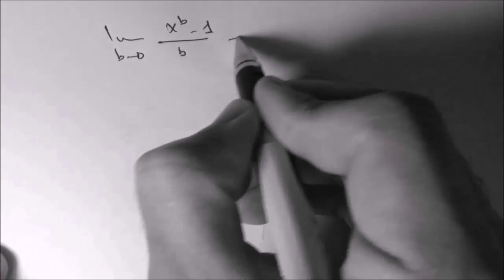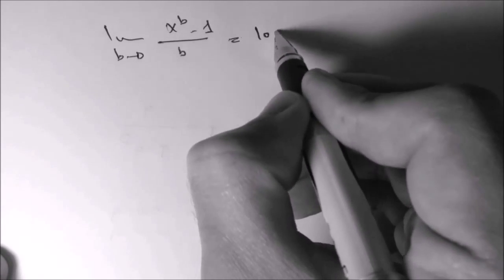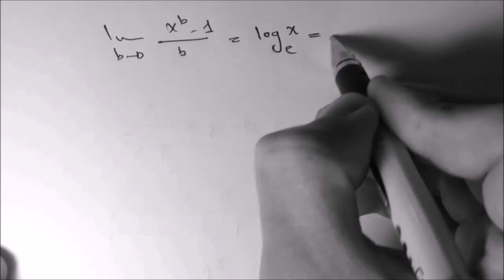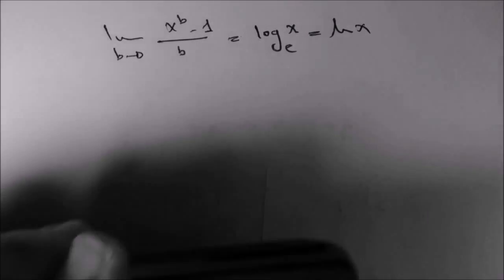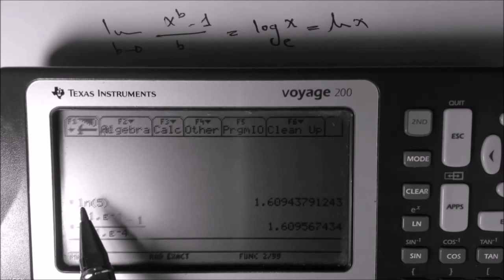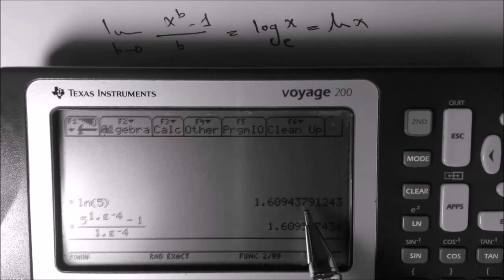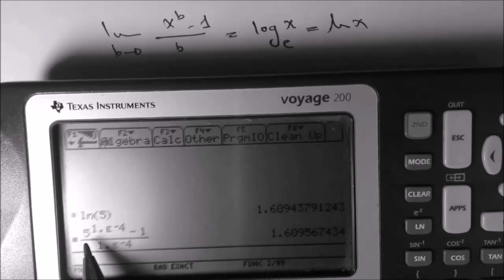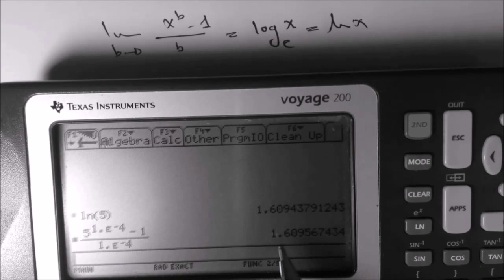Now I'm going to prove to you that this function, limit b approaches 0 of x to the b minus 1 over b, is equivalent to the common, well-known logarithmic function. I'm talking about the natural logarithm, of course, log x to base e, or just ln x. So I'm going to prove that by substituting some numerical values. I put x equals 5, so we have the natural logarithm of 5 is 1.609. Also, I put x equals 5 in this formula. Now x, which is 5, raised to a very small number, minus 1, divided by the same very small number, and the result was just the same as the natural logarithm of 5.